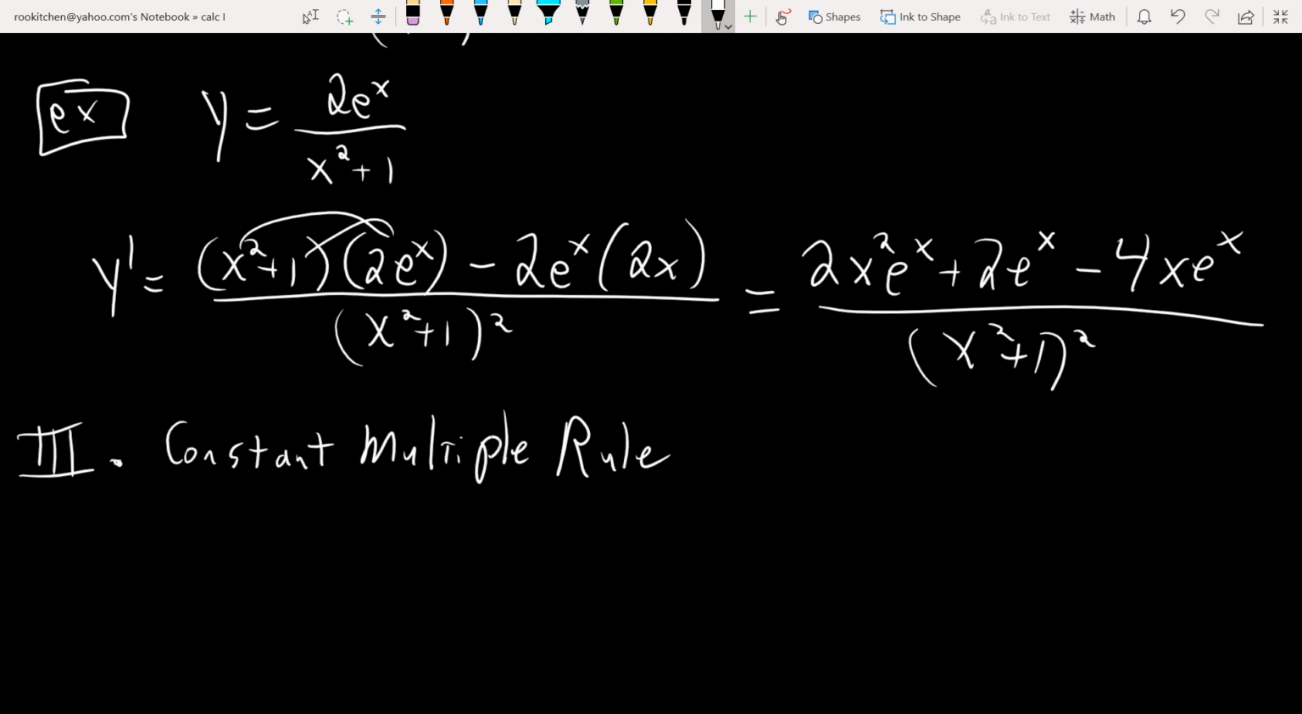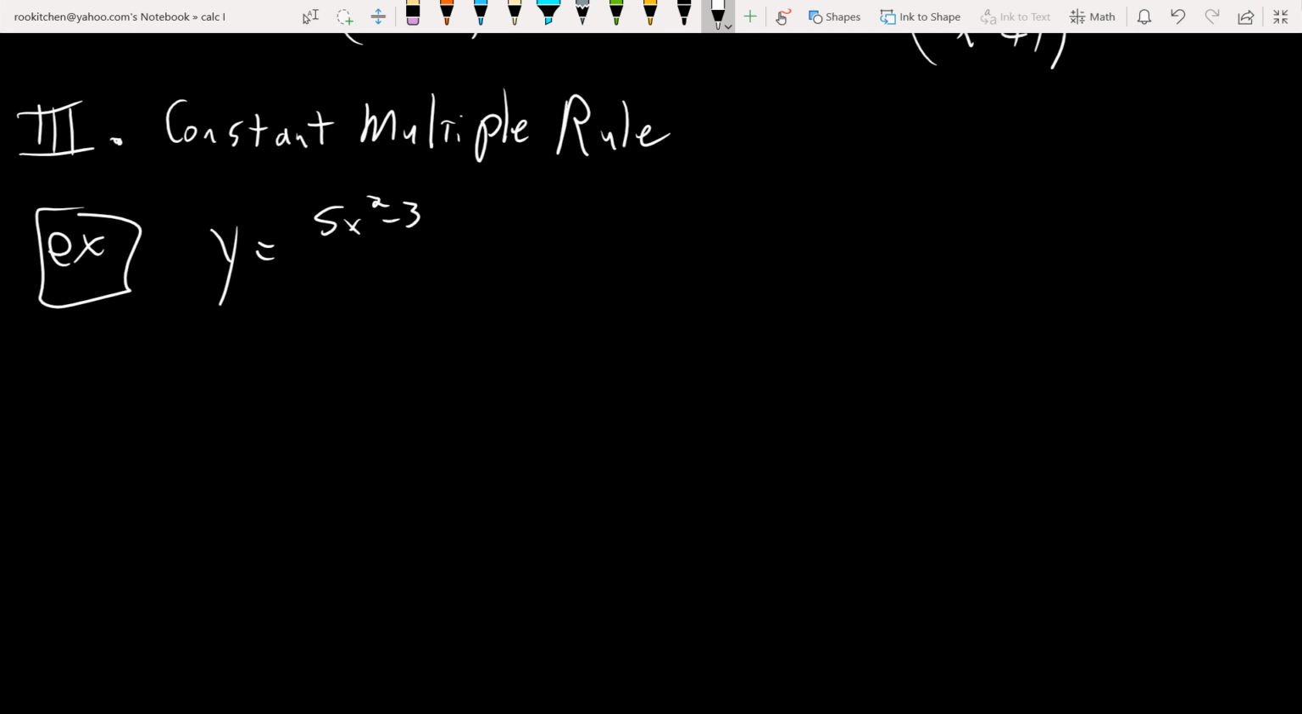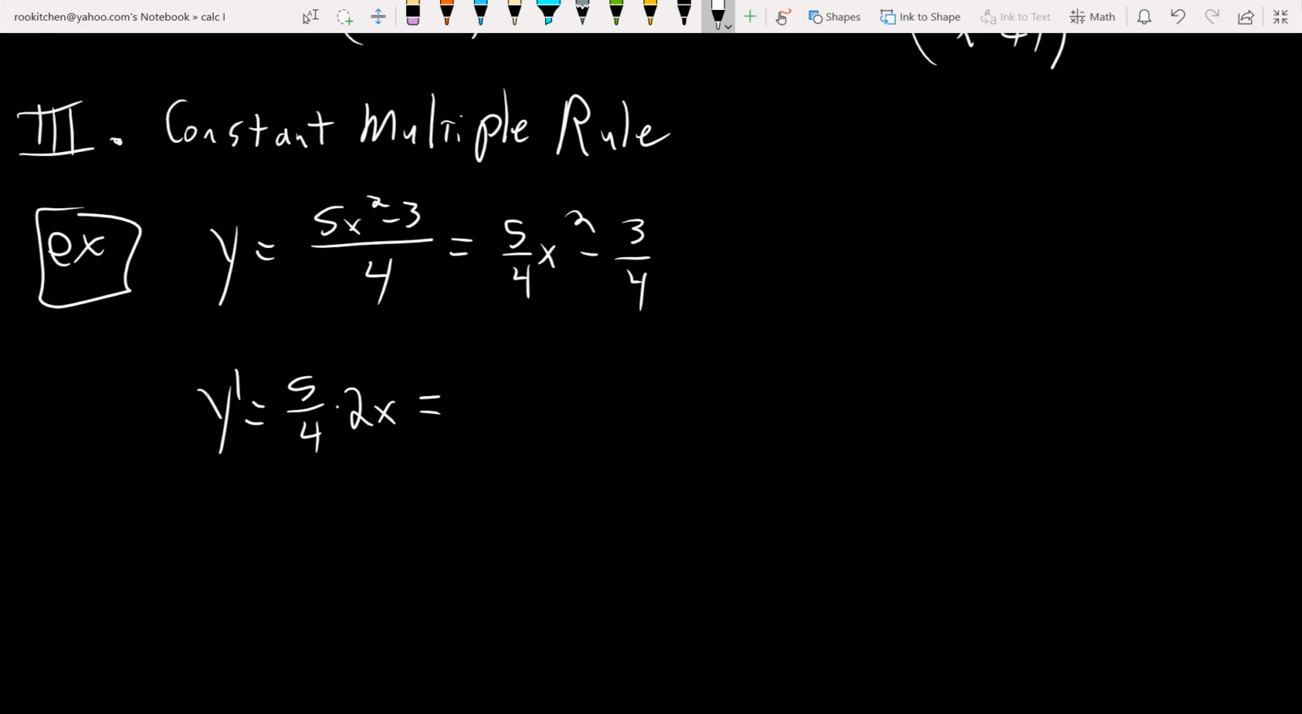So these next types kind of look like quotient rules, but truthfully, no. You just use the power rule. Okay? So for example, this guy right here, y equals 5x squared minus 3 over 4. Do not do the quotient rule, folks. This is just 5/4 x squared minus 3/4. The derivative: leave the 5/4 alone. Derivative of x squared is 2x. And then the derivative of minus 3/4 is 0. So you end up with 5/2 x in the end, right?